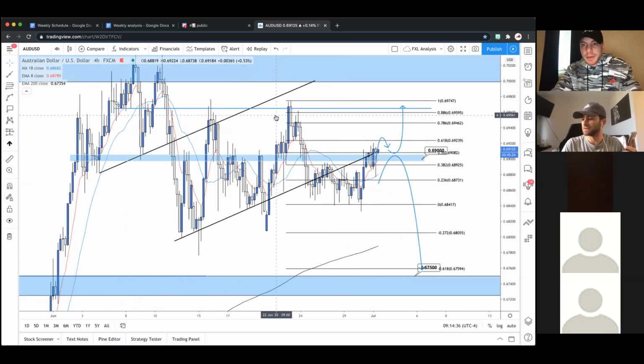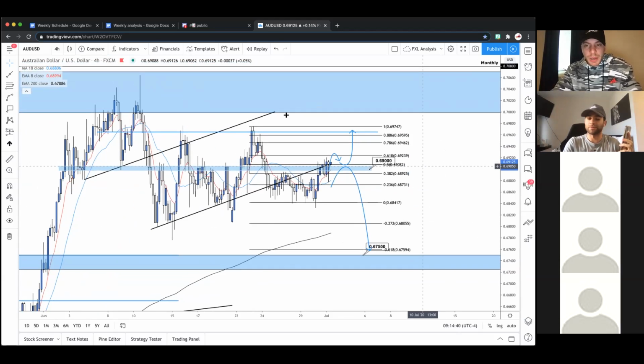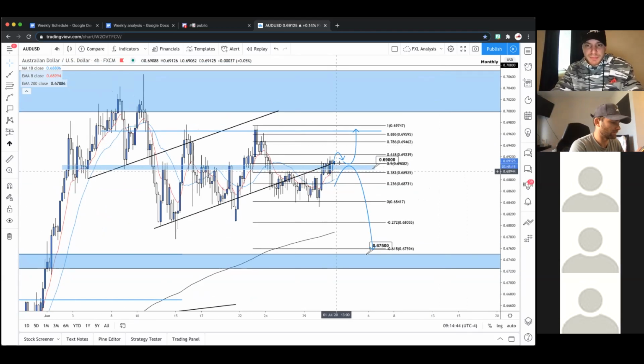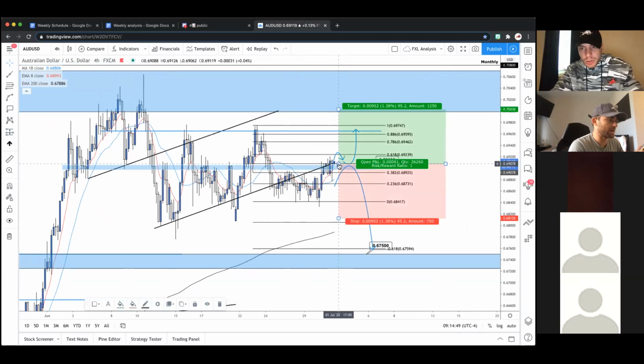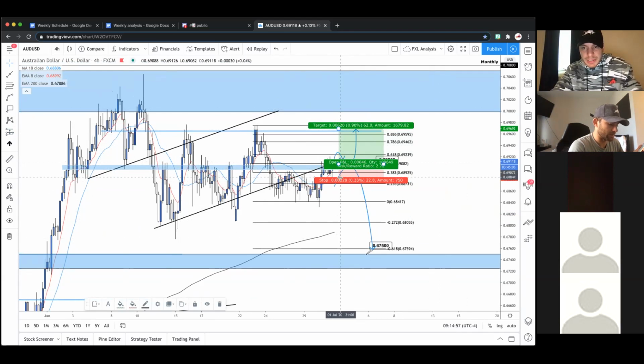If we zoom out, this has to break quite a few levels, and there are quite a few levels in the way for making a really good long trade. Even if we took a smaller long opportunity right here, we would only target here first, about 60 pips, and then your stop would have to be pretty tight for it to make sense.